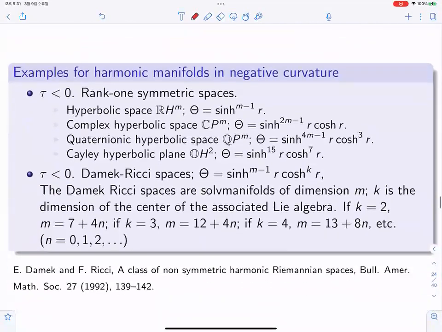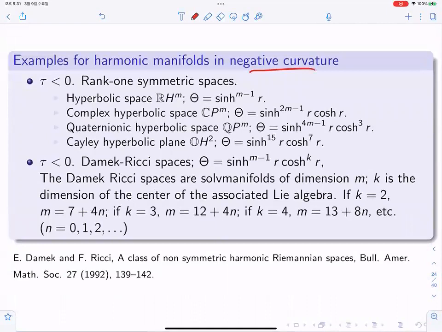In the negative case, the rank one symmetric spaces are the hyperbolic space, complex hyperbolic space, quaternion hyperbolic space, and Cayley hyperbolic space, where sine becomes sine hyperbolic, cosine becomes cosine hyperbolic, etc. So in the negative scalar curvature case, until here those are the symmetric ones. But here Damek and Ricci found the non-symmetric harmonic spaces.